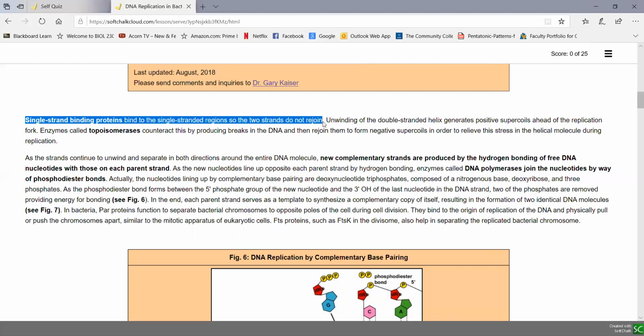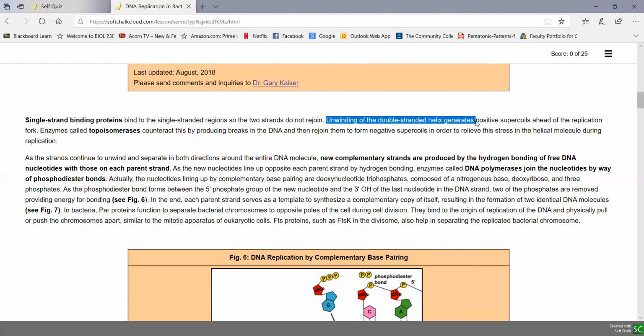Now this does create problems because remember, DNA is helical. It's like a twisted ladder. And so as you unwind that double-stranded helix, that generates what are called positive supercoils ahead of the replication fork. There's a lot of stress from that helical molecule unwinding.